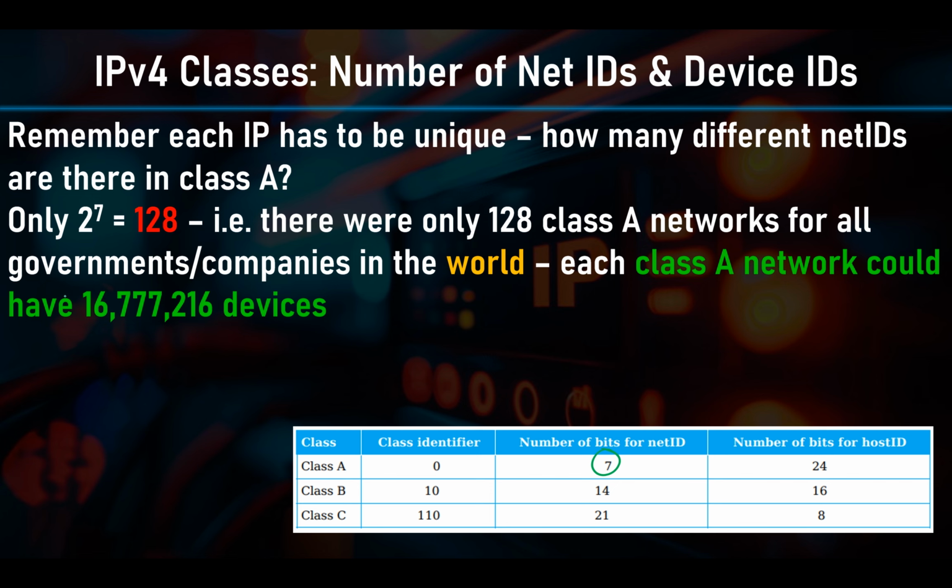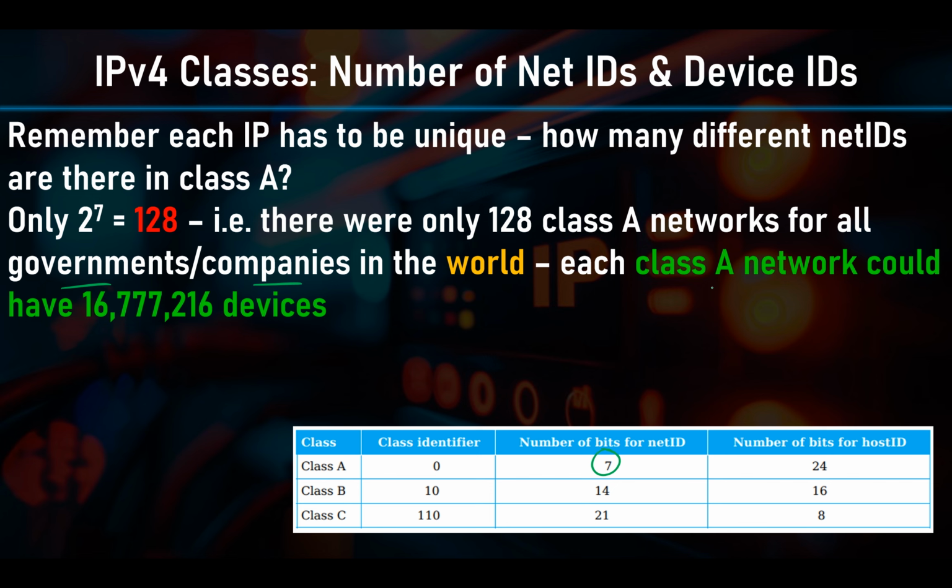Now, when you think, you're going to have governments, you're going to have militaries, you have obviously huge companies. Probably some of those big companies and governments are going to want some of these Class A networks, but since there's only 128, of course, therefore there's not enough.